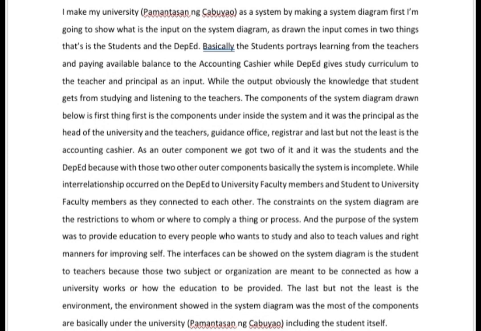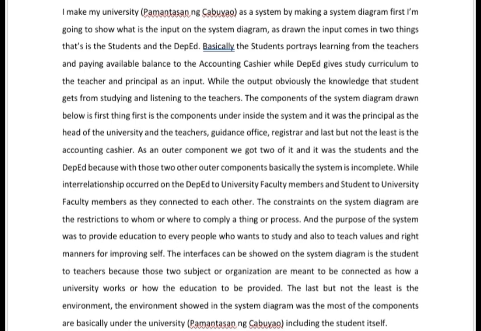And now I shall proceed to discuss the answer to question number 2. I made my university, the Pamantasan ng Kabuyao, a system by making a system diagram. First, I'm going to show what the input is on the system diagram. As drawn, the input comes in two things. That is the student and the DepEd. Basically, the students portray learning from the teachers and paying the available balance to the accounting cashier.